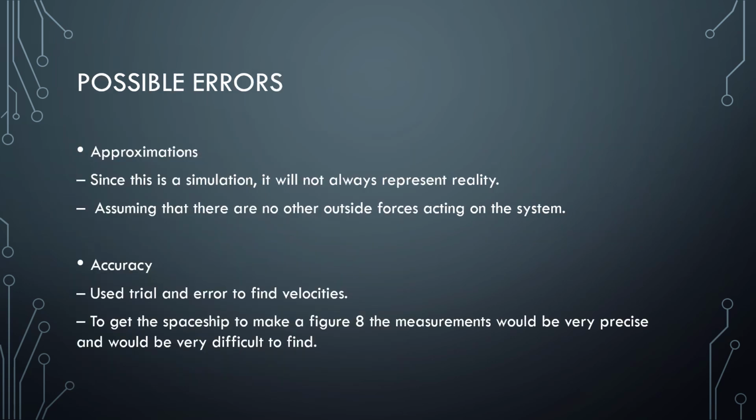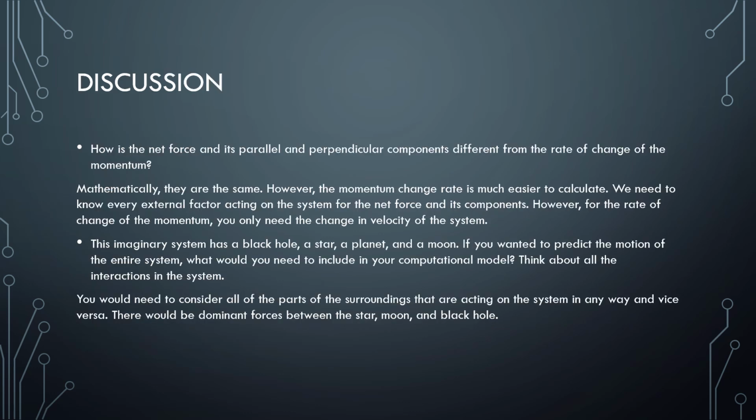We then have some possible errors, such as the approximations we used. Since this is a simulation, it will not always represent reality, and we're assuming that there's no other outside forces acting on the system. There's also the accuracy. We use trial and error to find velocities, and to get the spaceship to make a figure-8, again, the measurements would have to be very precise and very difficult to find.